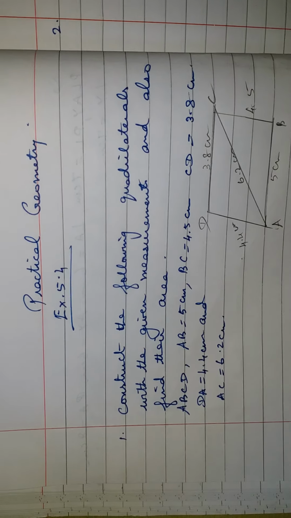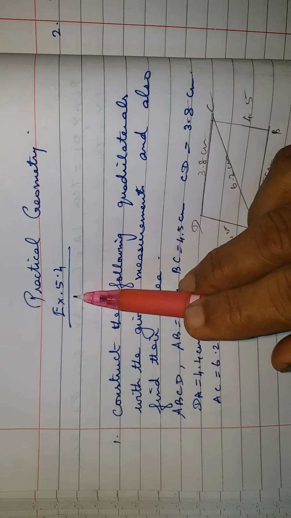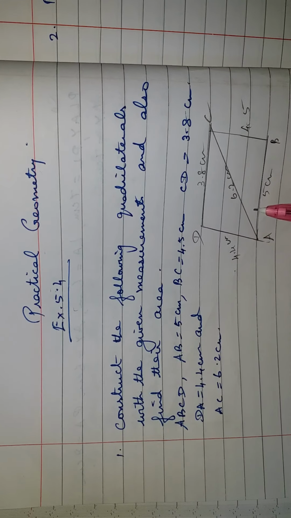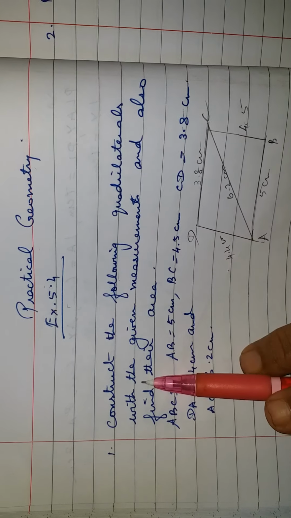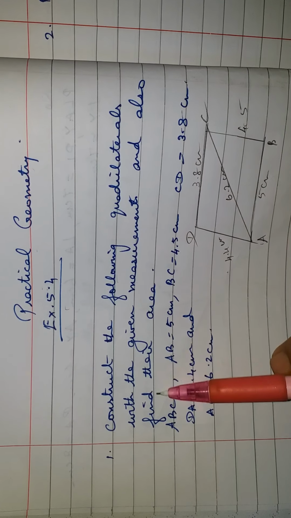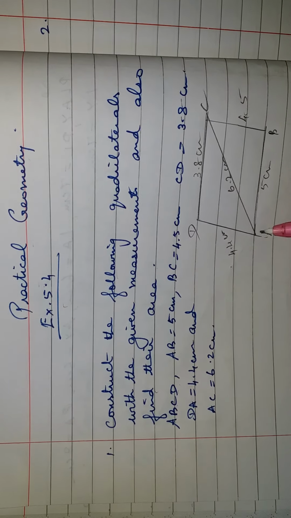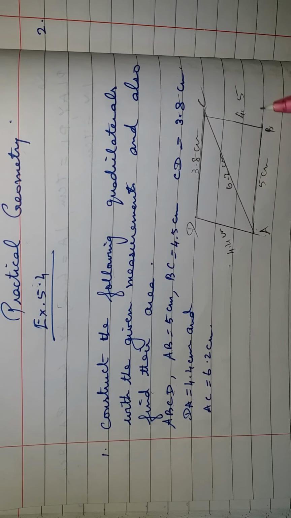8th Samacheer Maths, exercise 5.4, practical geometry. We are going to see how to construct a quadrilateral. Construct the following quadrilateral with the given measurements and also find their area. Here your quadrilateral is ABCD. ABCD. Draw it continuously like this.